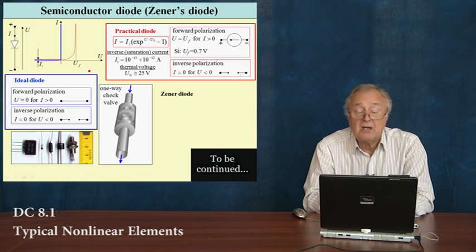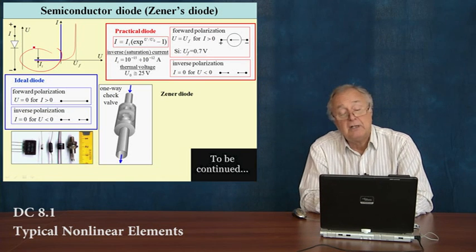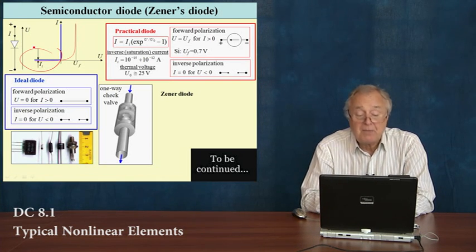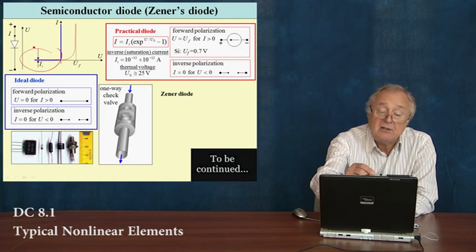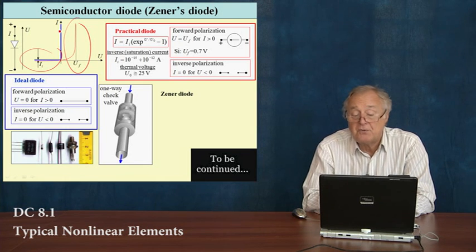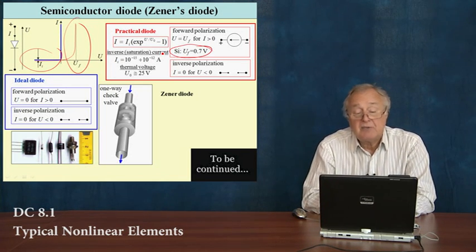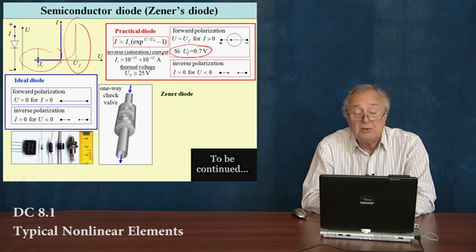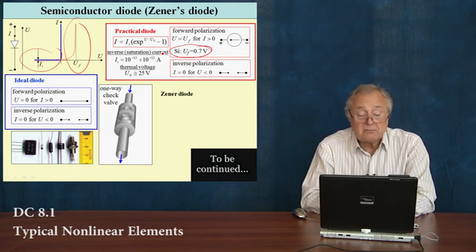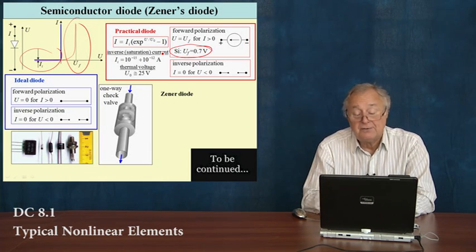Then for a practical diode we have something slightly different. For inverse polarization it is nearly the same as for an ideal diode. For forward polarization it is slightly different. We have this forward voltage: instead of 0, we have a forward voltage of practically 0.7 volt for a silicon diode. So a practical diode is an open circuit for inverse polarization, and it is a voltage source of 0.7 volt for a silicon diode for forward polarization.